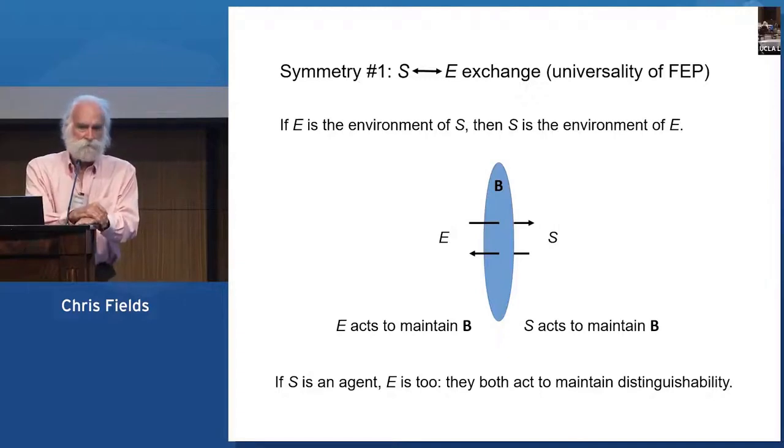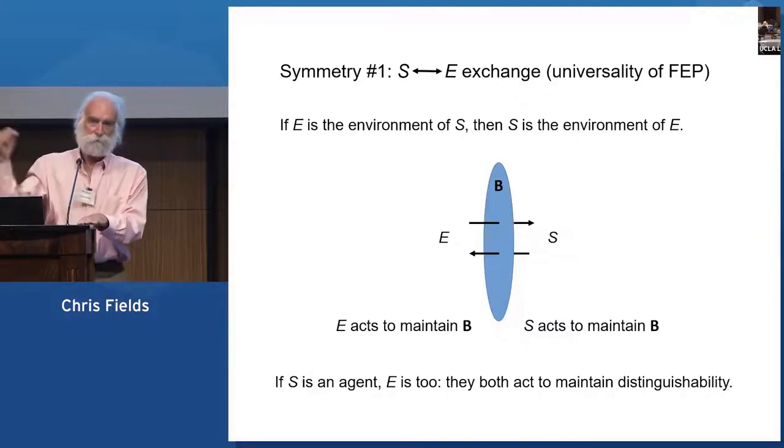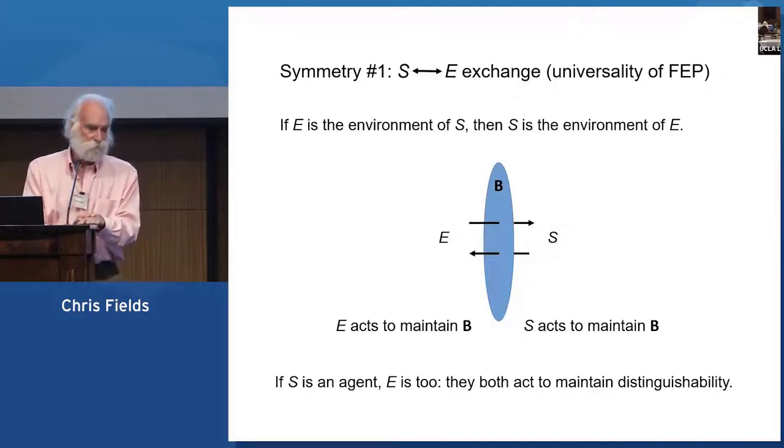Both of these systems are acting to maintain the integrity of this boundary that separates them, because it's maintaining the integrity of the boundary that makes them persistent systems. If I take the boundary away, both systems disappear. All I have is the joint system left. So persistence requires the integrity of this boundary. And that's what the systems act to assure.